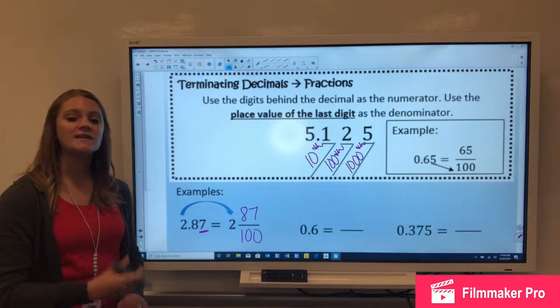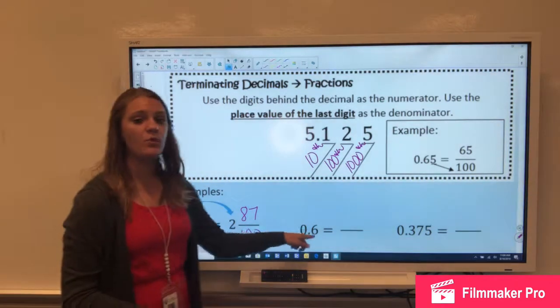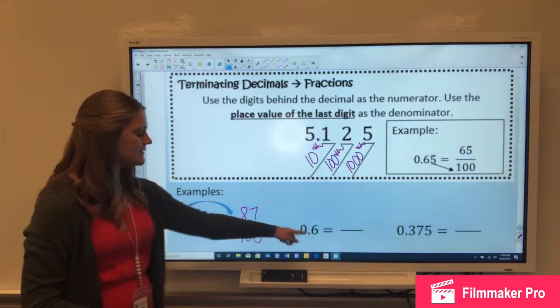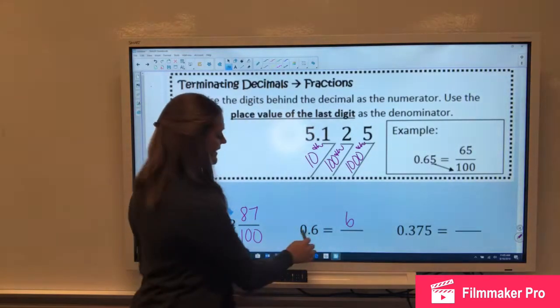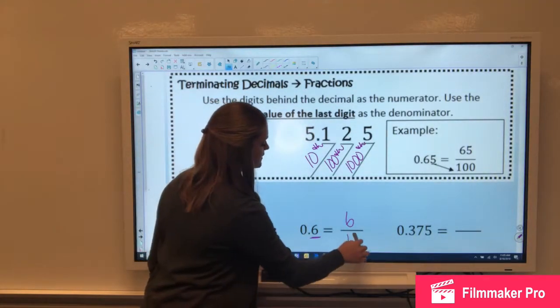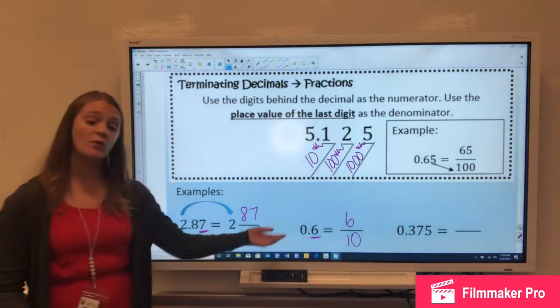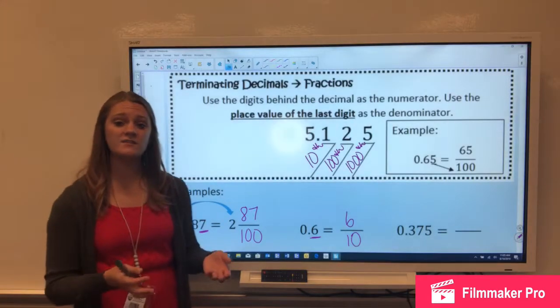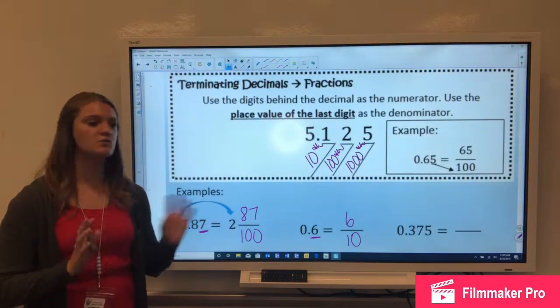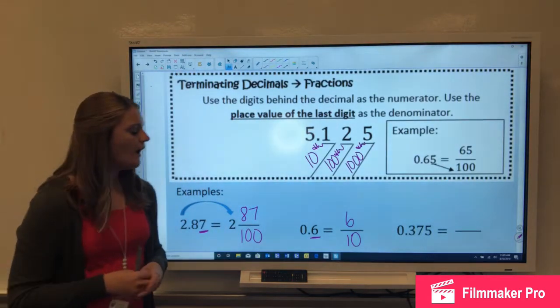All right, let's try another example. 0.6. The 6 is the digit behind the decimal, so it becomes our numerator. It is in the tenths place, so that becomes our denominator. The proper way to say that would be 6/10. Now, you can simplify these fractions and we'll look at that later, but first we're just going to practice writing them.